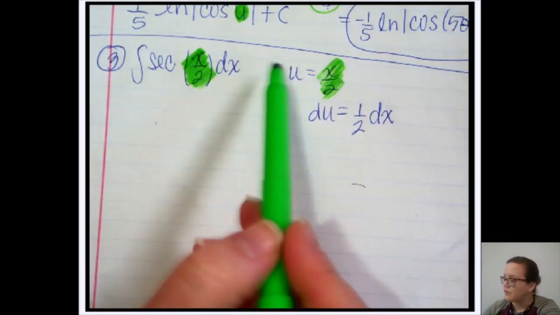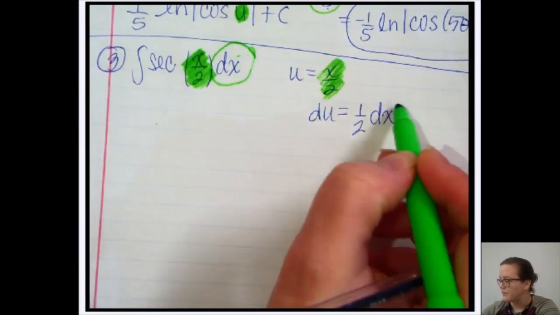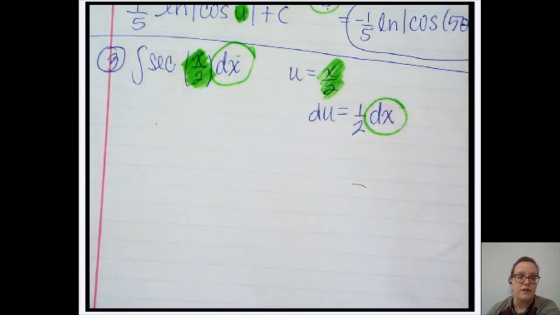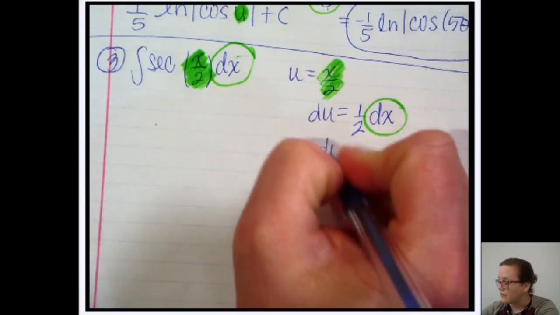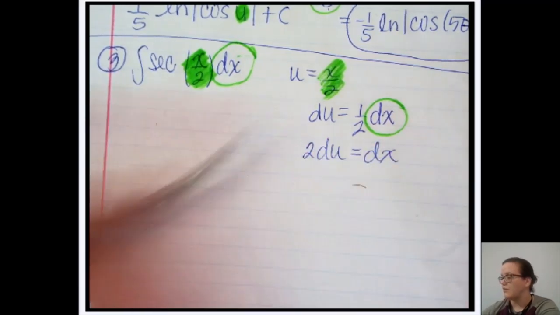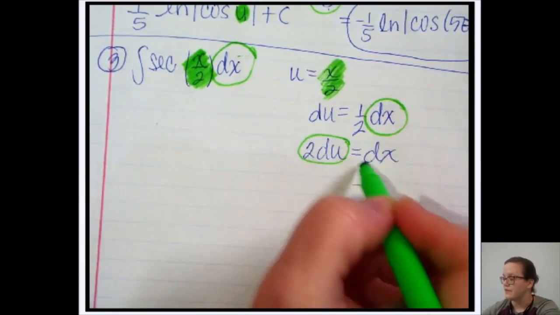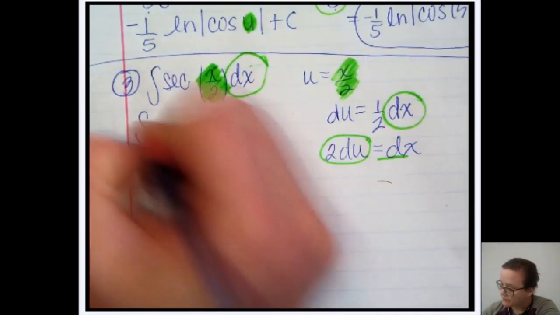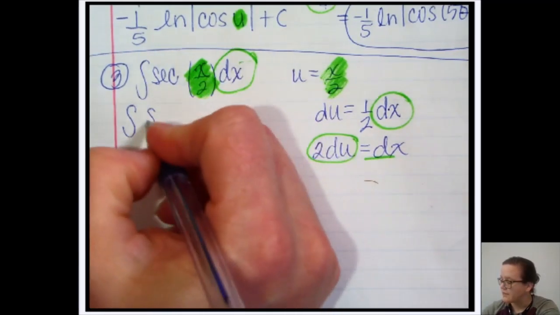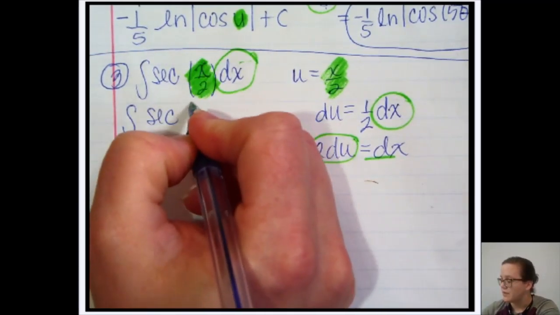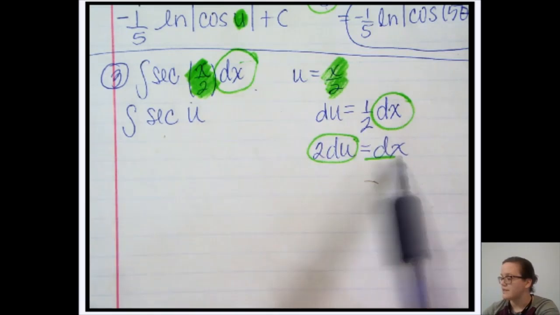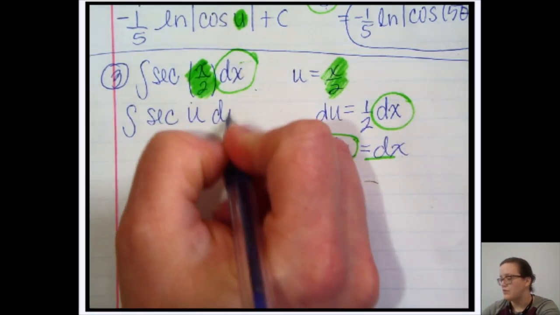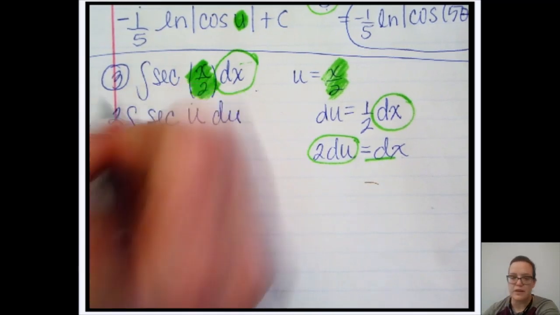So we know our u gets replaced up here, the dx needs replaced, but right now I have 1/2 dx. So how do I make it only dx? Well, I multiply by 2 or I divide by 1/2, whatever you want to think about it as. So we actually end up with 2 du is equal to that dx. Okay, so now we can go back and replace. Okay, so secant, and that x over 2 becomes u, and then dx is 2 du. So I'm going to put du right here, but I'm going to put my 2 on the outside.